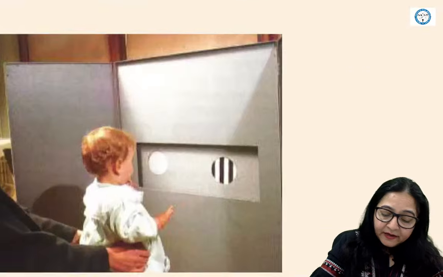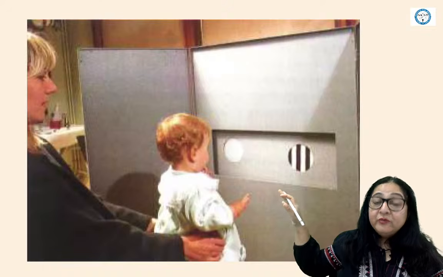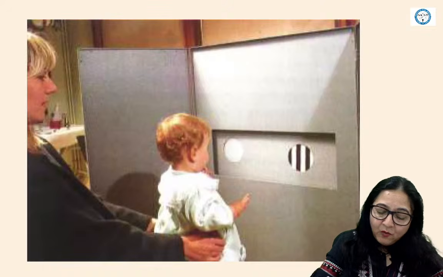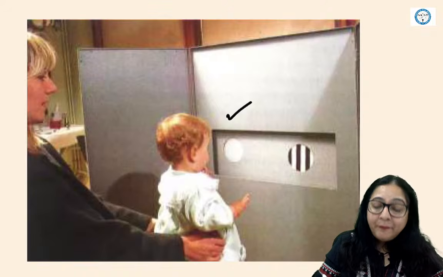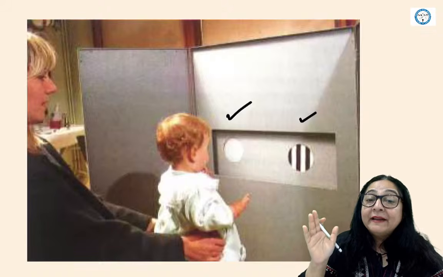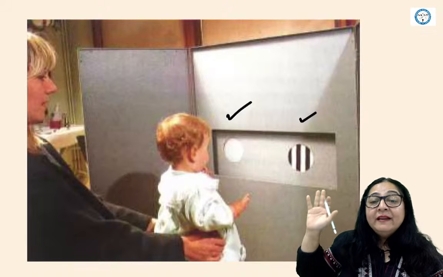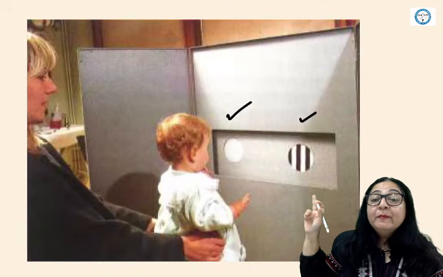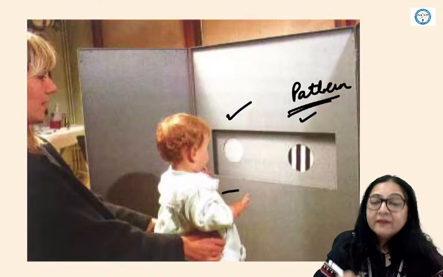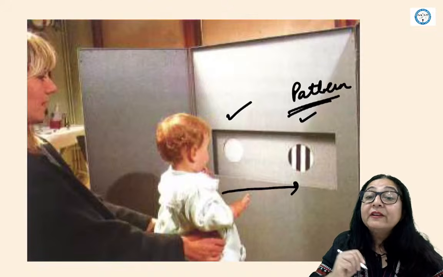As you see here, this is Teller's preferential acuity test. You show the child two kinds of slides: one a plain pattern, and the second one having lines or a patterned picture. The child with normal vision will be more focused on the pattern. That is why it is called preferential acuity. The child will prefer to focus on the pattern if the vision is normal.